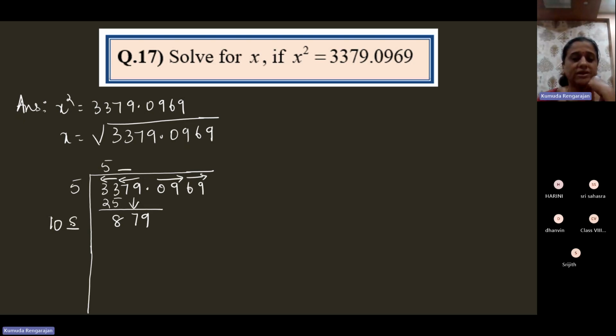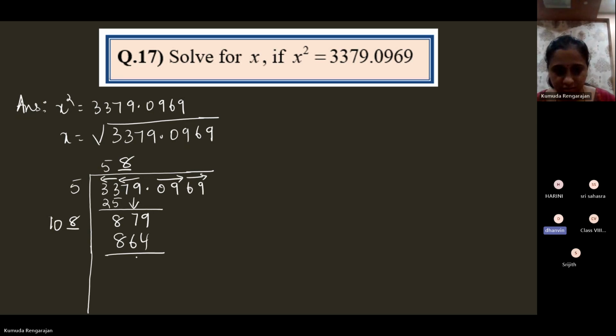8. So which is 864? Yes, ma'am. Remainder is 15. Double the quotient, so 116. Then bring down 09. Since you're bringing down that pair, which is after the decimal point, place a decimal point in the quotient.